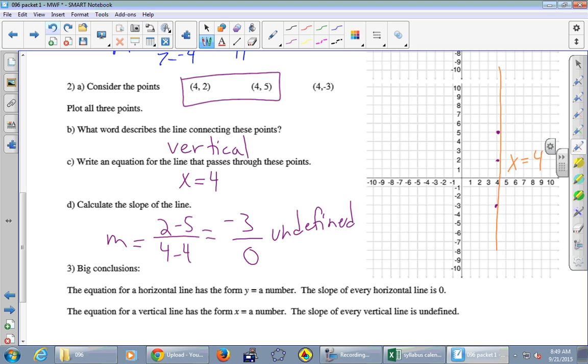Just in terms of keeping things straight, I don't want you to guess. I don't want you to take a quiz or a homework problem or something and just guess what the slope is, because half the time you'll get it wrong if you just always guess 0 or undefined, right?